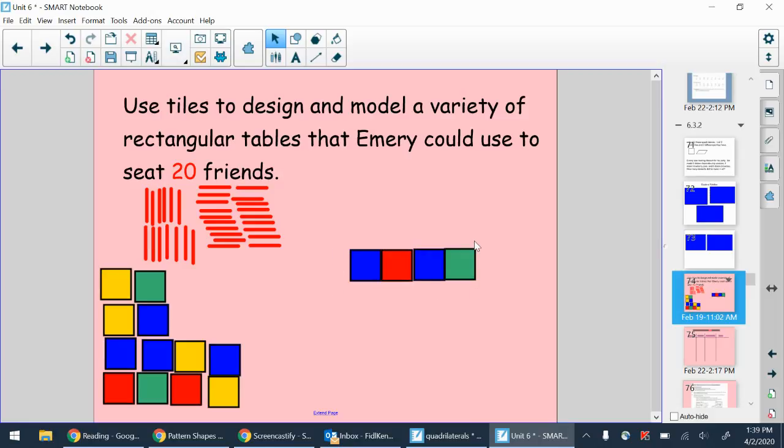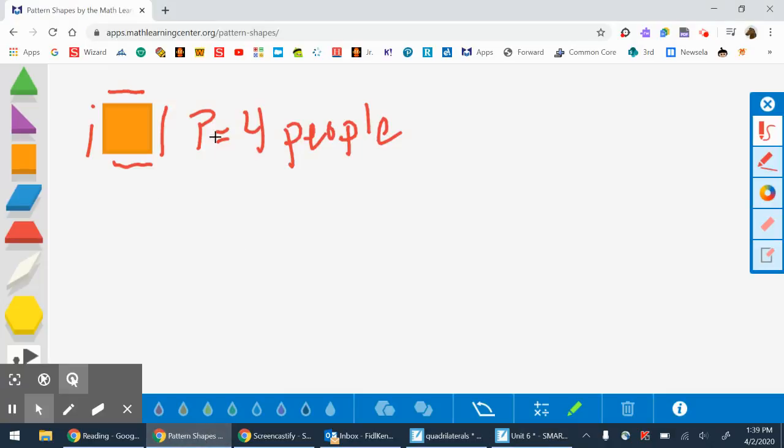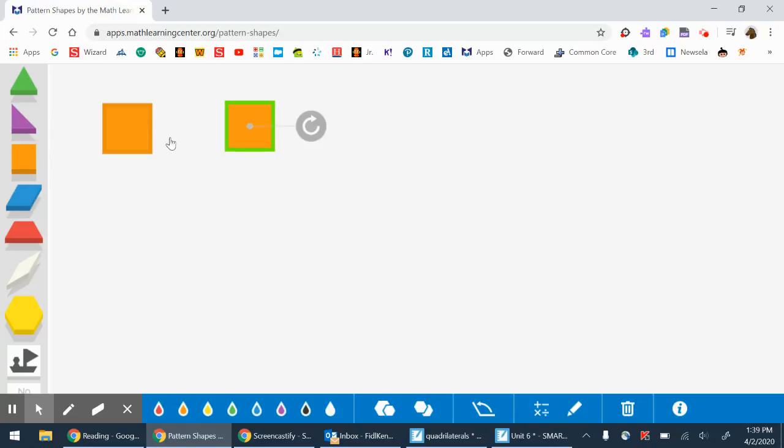Basically, you're going to be making some different arrays. Okay, now on this website, once again, I want you to be pulling out different tiles, and if you really want to play around with it, you can even change the colors of them, but don't waste too much time doing that. I want you to try to see if you can come up with 3 different arrangements for seating 20 people.